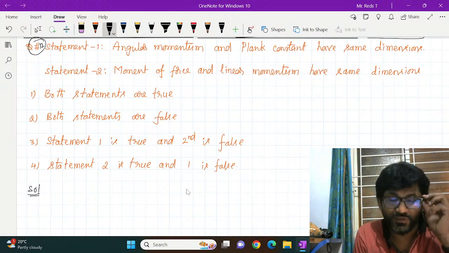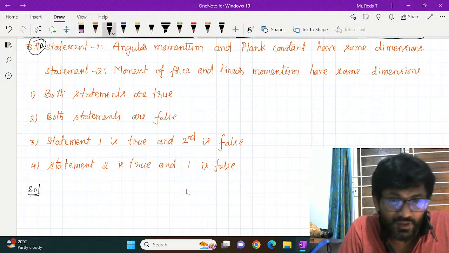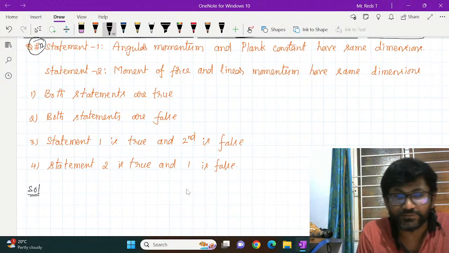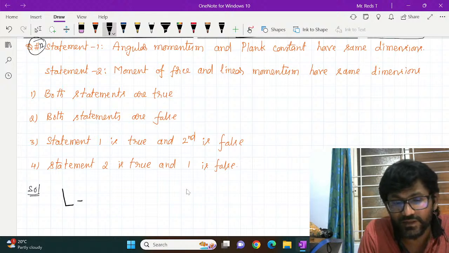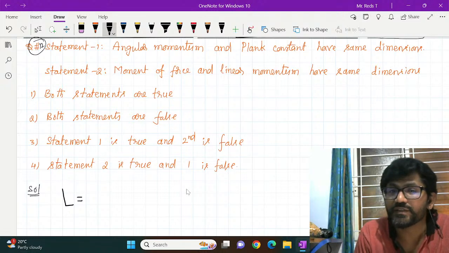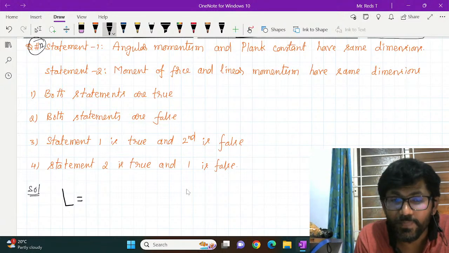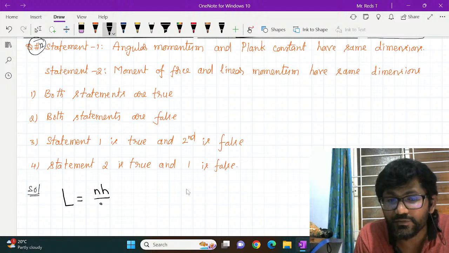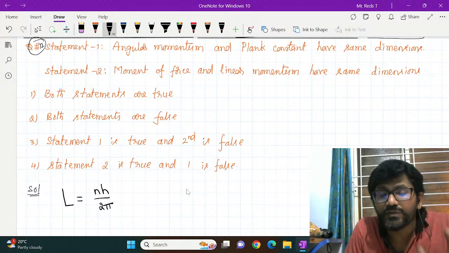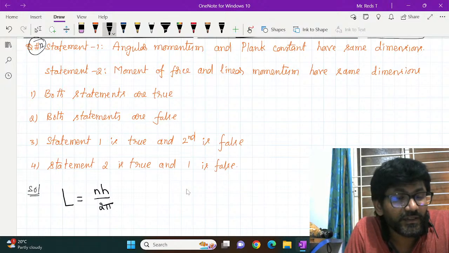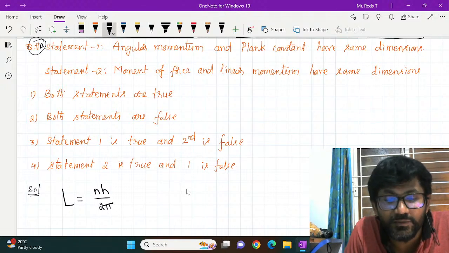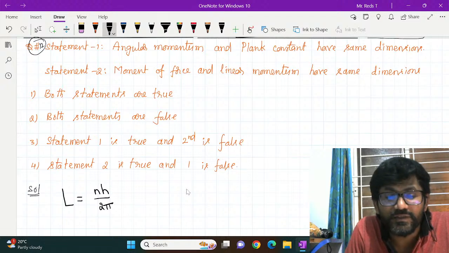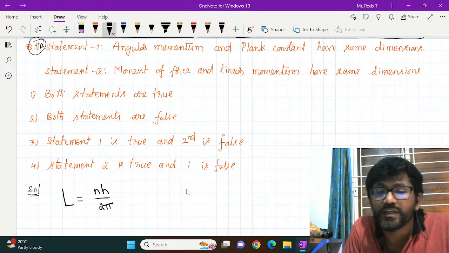So here you have to try with your conceptual understanding. If you remember the formula for angular momentum in terms of Planck constant, from Bohr's postulates you can write L is equal to nh by 2 pi. Bohr's postulates you will get in chemistry in 11th, and in physics in 12th, so we can recollect. L is equal to nh by 2 pi, an integral multiple of h by 2 pi, where n is a number, and 2 pi is also a numerical value. So n by 2 pi is a numerical value. So L numerically is equal to h.